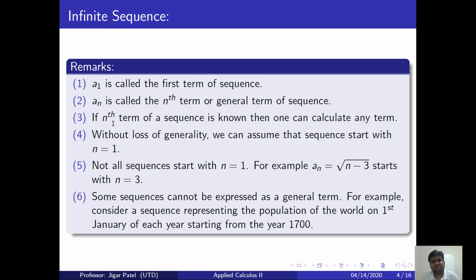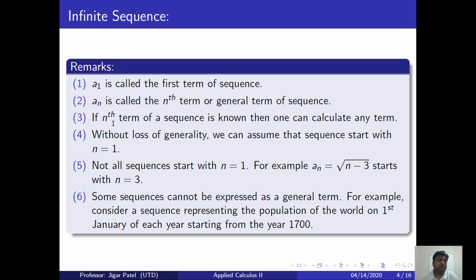For example, consider a sequence representing the population of the world on 1st of January each year starting from year 1700. The first term in your sequence is the population of the world on 1st of January in year 1700. The second term will be the population of the world on 1st of January in 1701. Then the third term, population in 1702, and so on and so forth.